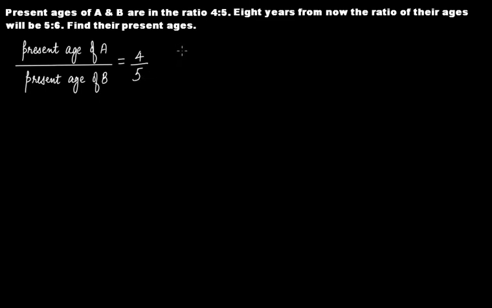It means that if the present age of A is 4 times 2, then the present age of B will be 5 times 2. That is, if the present age of A is 8, then the present age of B will be 10. It means that if the present age of A is 4 times 3, then the present age of B will be 5 times 3. Right? That is, if the present age of A is 12, then the present age of B is 15.